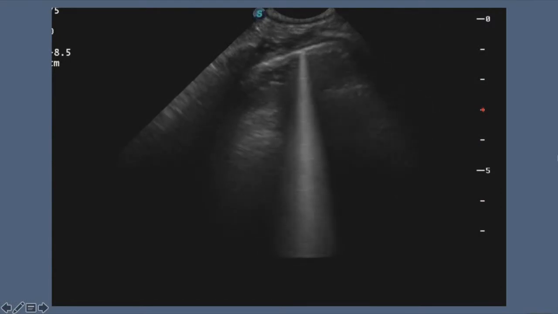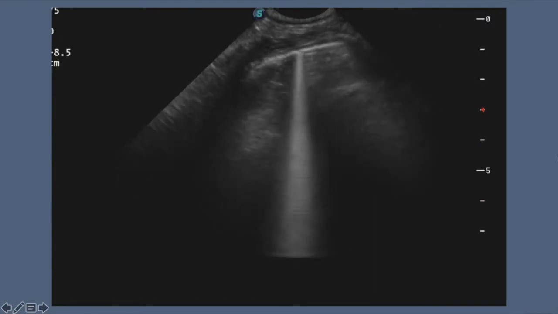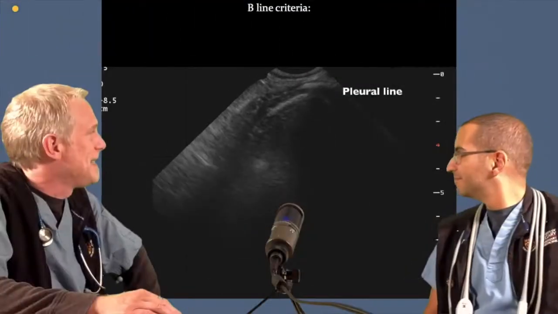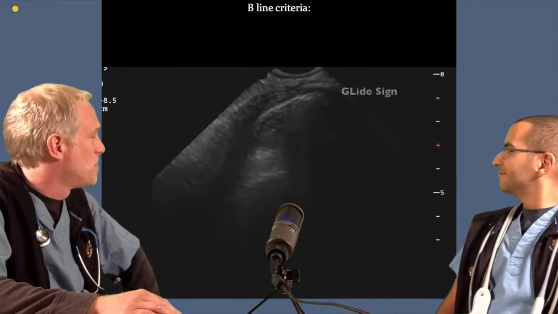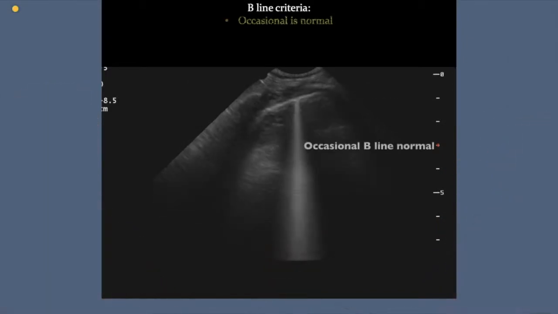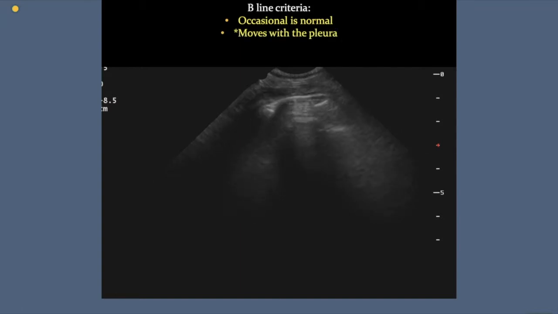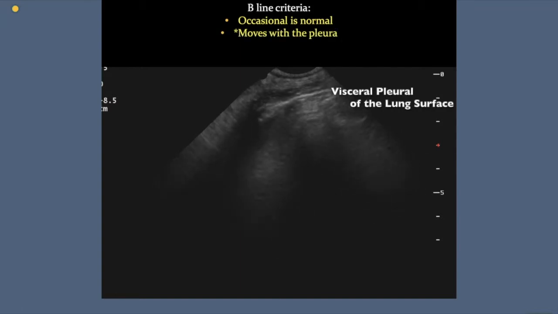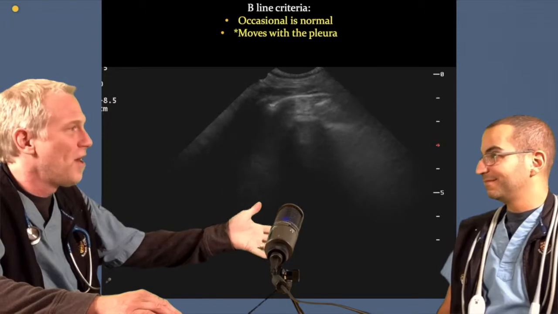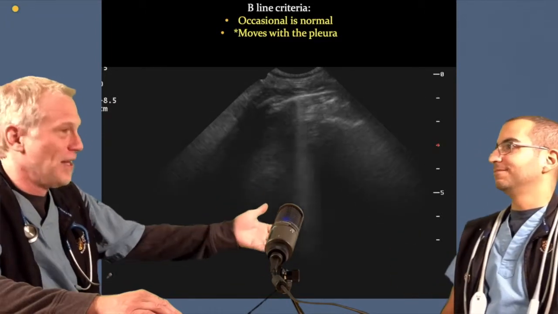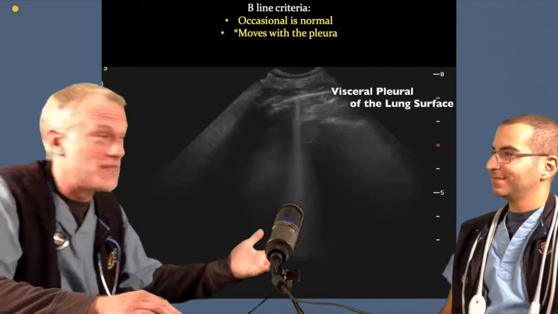That is correct. And our criteria for a B line, if we look at this image here, what are those criteria? What are the things we're looking for? We can see again our pleural line. We see some shimmering, so we do have a glide sign. Occasional is normal. Where does it originate? The lightsaber originates from the visceral pleura. Which would be in the lung or not in the lung? In the lung. At the lung surface, exactly.